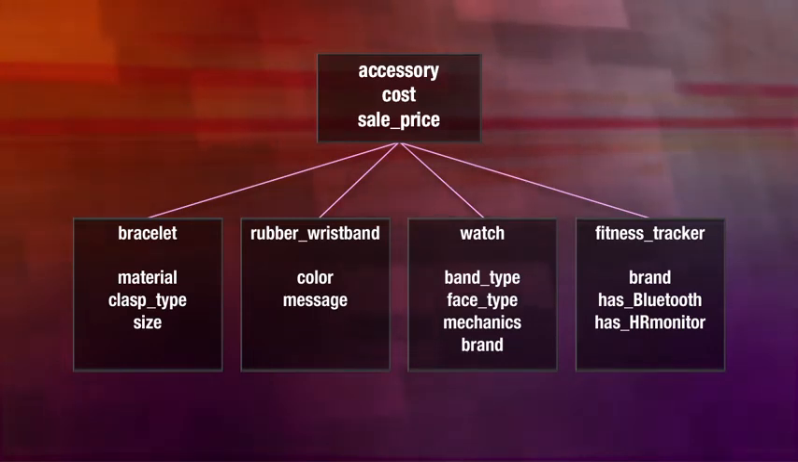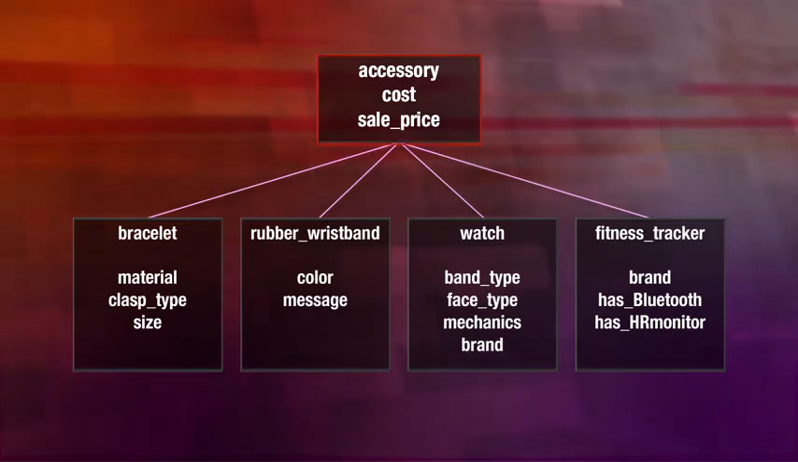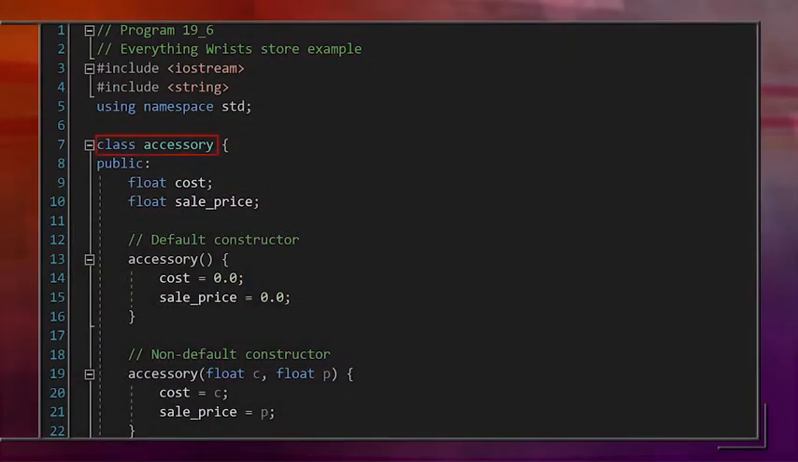Now, how might you go about implementing a couple of those classes? Say the accessory base class and the rubber wristband subclass. Well, first you would declare the accessory class. It would need to have a couple of member variables, one for cost and one for sale price. And it would be a good idea to have constructors, both a default constructor and a non-default.